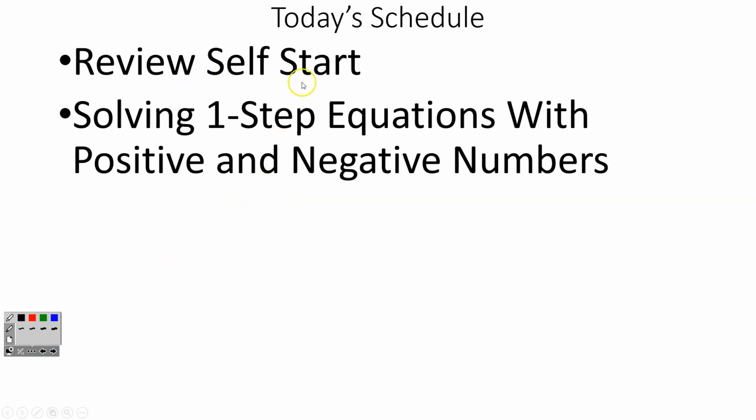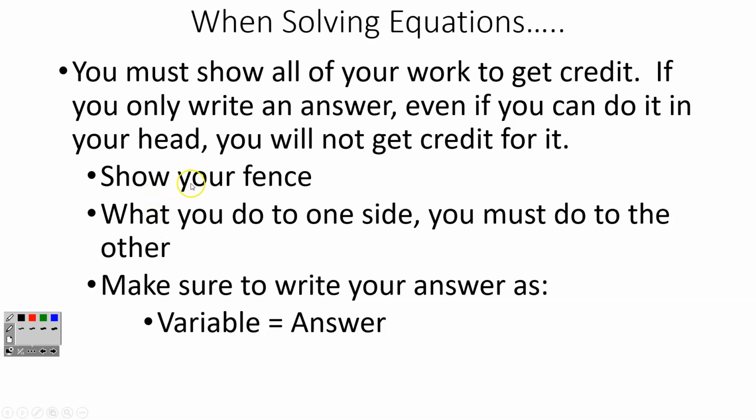So for today, we've done the self-start. We're moving into solving one-step equations this time with positive and negative numbers. So here we go. Again, as a reminder, in order to get credit, 3 things have to be shown. You have to draw your fence. What you do to one side, you do to the other side, and list your answer as the variable equals that answer.